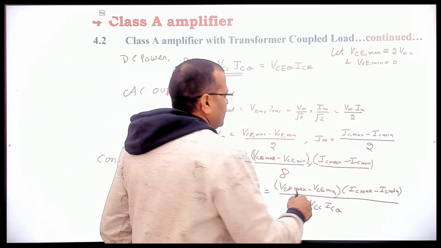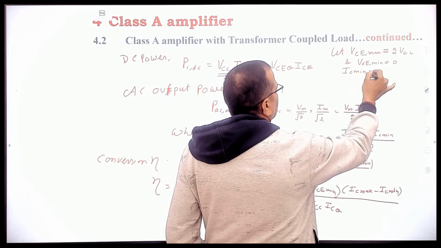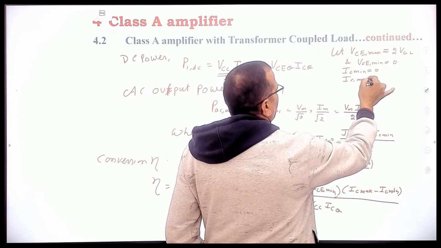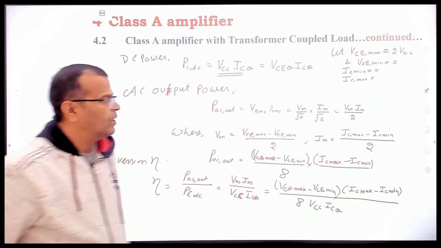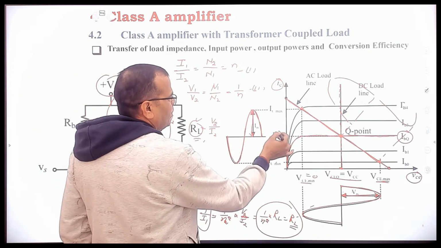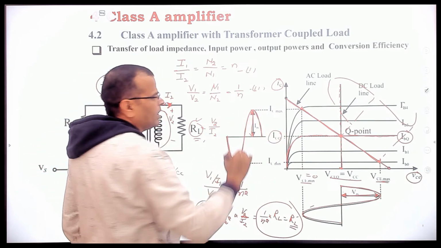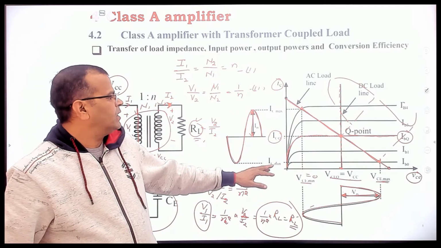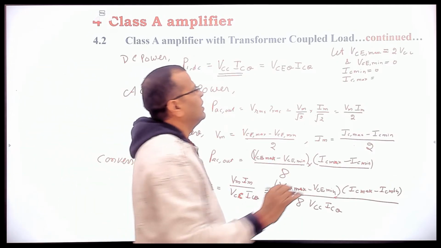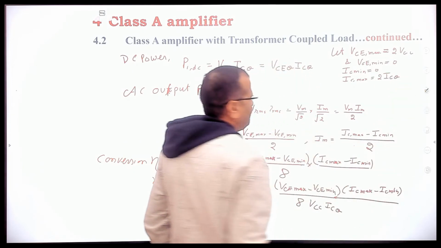So similarly, let IC min, minimum IC current, be 0. In that case, IC max will be how much? Please see carefully. When IC min is 0, IC max will be equal to twice ICQ. Why? Because it is almost at the center, right? So when IC is 0, IC max will be equal to twice ICQ. So this is twice ICQ, right?